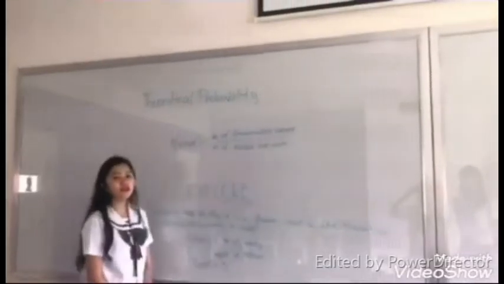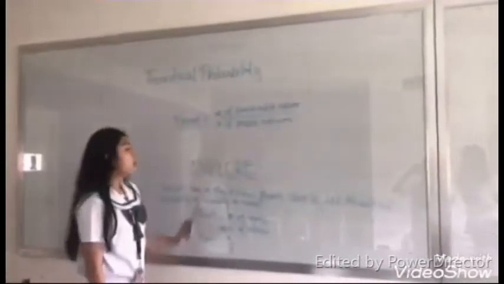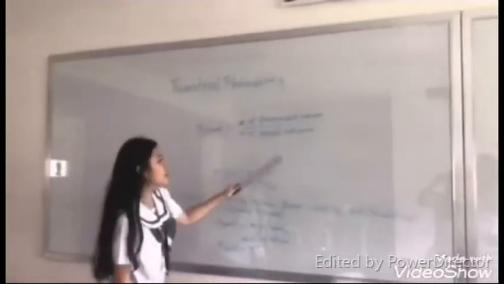Theoretical probability. So what is theoretical probability? We combine all the possible outcomes, which are equally likely. So the theoretical probability is the ratio of the number of favorable outcomes to the number of possible outcomes.